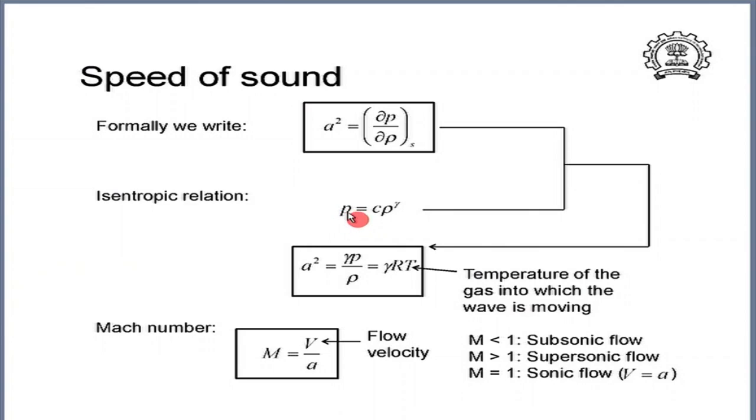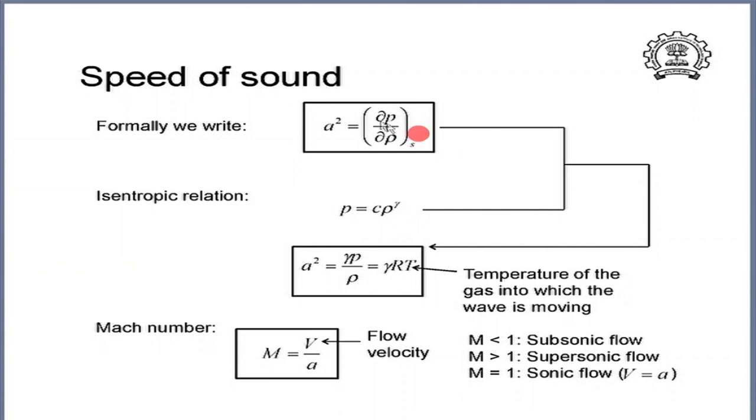So let me go back to my board for a second, and I'll write this, that gamma is basically Cp over Cv. Some authors use K instead of gamma. I am using gamma, but basically it is nothing but the ratio of specific heat at constant pressure to that at constant volume. So the isentropic relation, going back to our slide, is P is equal to some constant times rho raised to gamma.